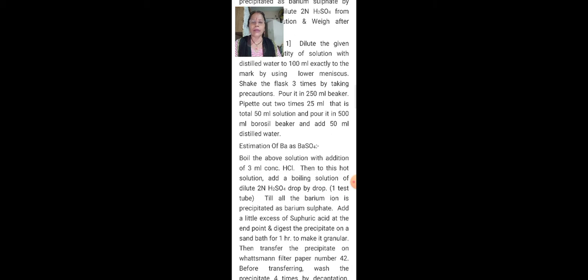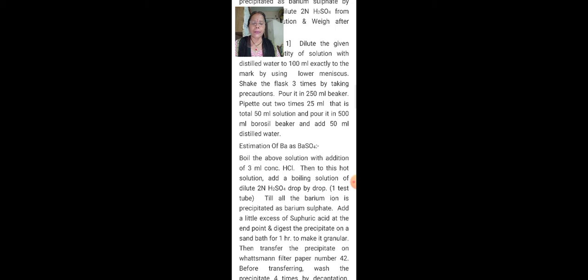Then, while boiling, we keep it on an asbestos sheet, and to this hot solution add boiling 2 normal H2SO4 drop by drop. Take the 2 normal H2SO4, a table reagent, in a test tube and add it to the boiled solution drop by drop till all the barium ions are precipitated as barium sulfate. Add a little excess of sulfate, maybe 1 ml or 2 ml, so that all the barium present in the solution is turned into the precipitate, barium sulfate.